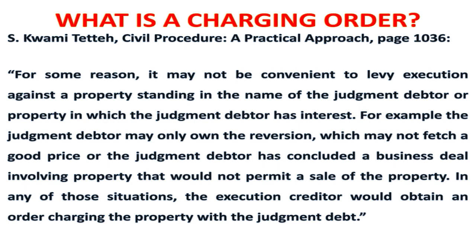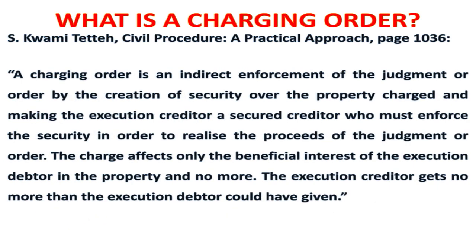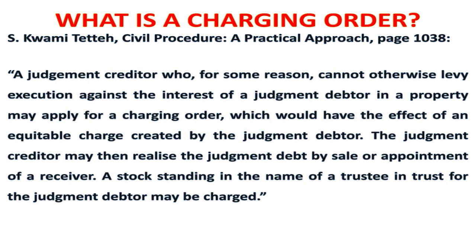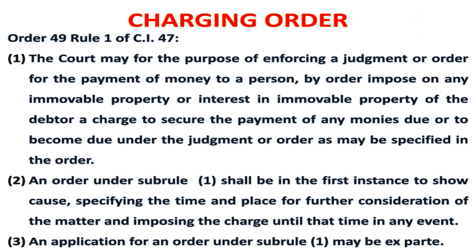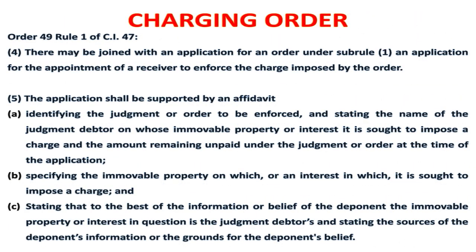So in that case, the executing creditor can obtain an order charging the property with the judgment debt. So from this statement, it means that there may be times when it may not be convenient to go with a fieri facias for an outright sale. In that instance, you can create a charge. The charge will serve as a security that you can take steps on at a time that you want to realize the charge to get your money. And that is what we mean by charging order. So you can read Kwame Tete's book for more information about it.